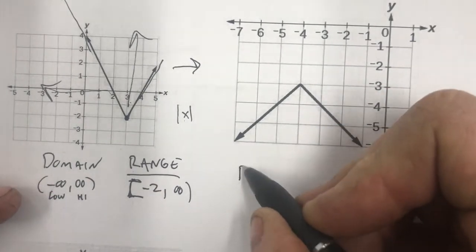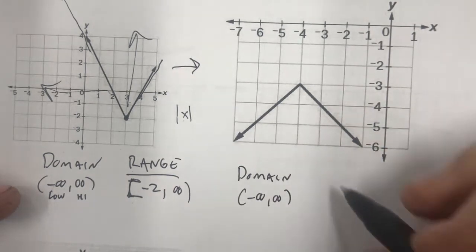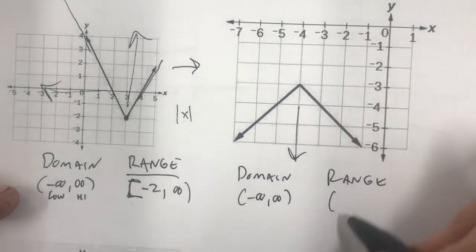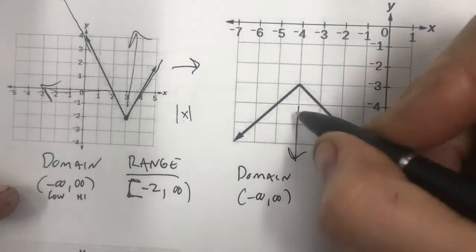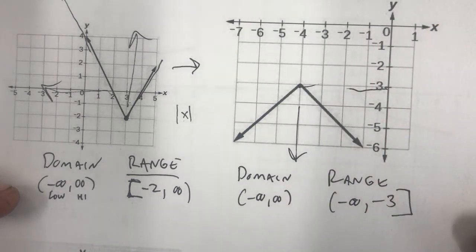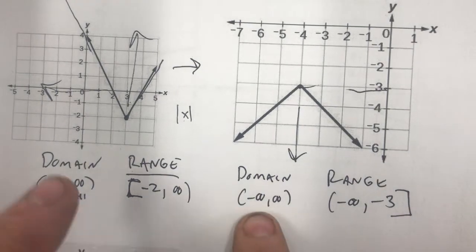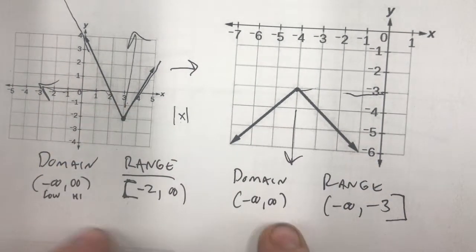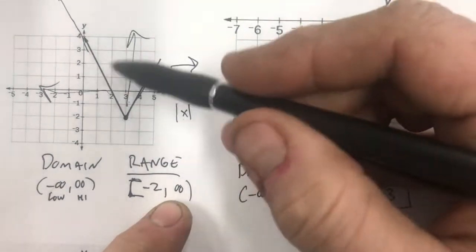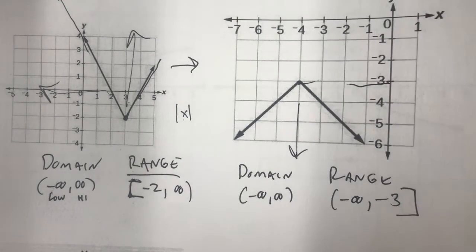So on this one here, my domain, negative infinity to positive infinity. But my range, all right, the furthest down it goes down to negative infinity. The furthest up it goes is right here, -3, and it does include it, so put a bracket. So that's how your domain and range will be. Your domains will always be this on absolute values, but my ranges up and down, it only can go up so high, or it can only go down so low. Okay, and that's absolute values.